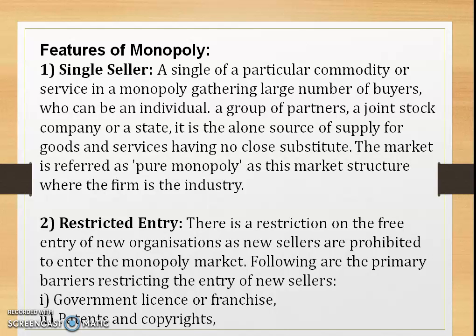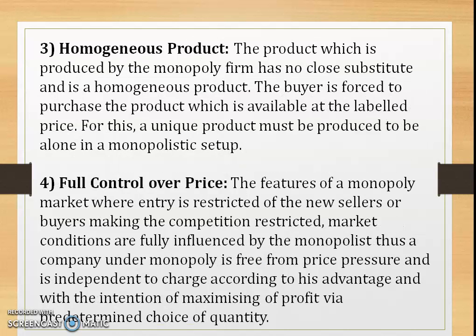The next one is restricted entry. There is a restriction on the free entry of new organizations, as new sellers are prohibited from entering the monopoly market. Following are the primary barriers restricting the entry of new sellers, namely the government license or franchise, and patents and copyrights, which try to restrict the entry of new organizations into that particular market.